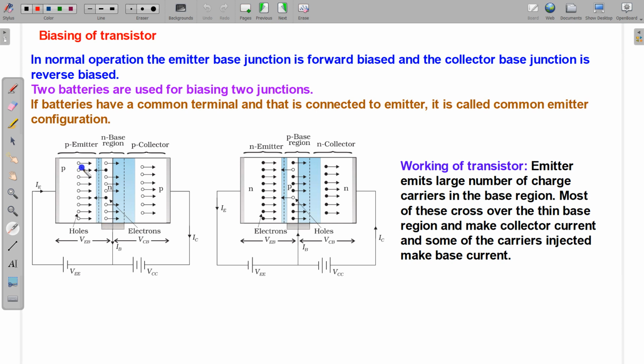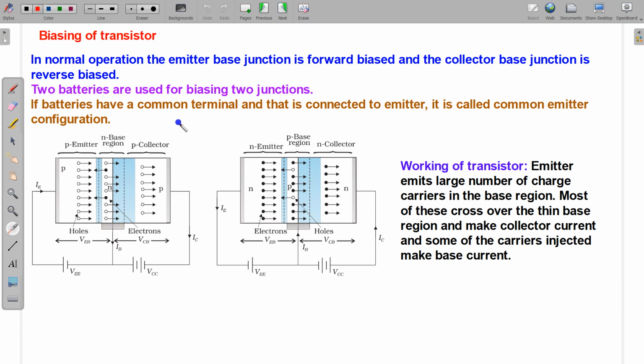You can see this emitter is this part of the circuit, and this collector is this part of the circuit, and this base, you can see this base is common with this part and this part. One part is known as the input part of the circuit and another part is known as the output part of the circuit.